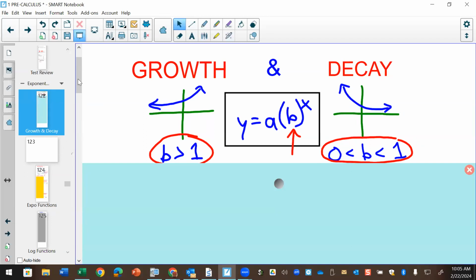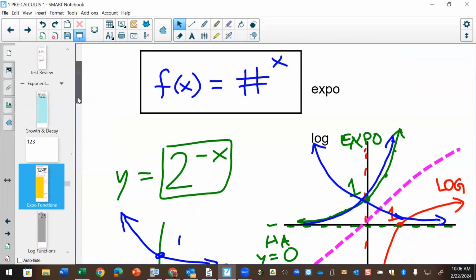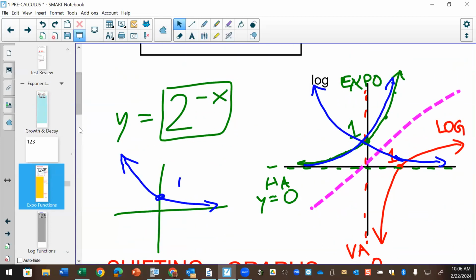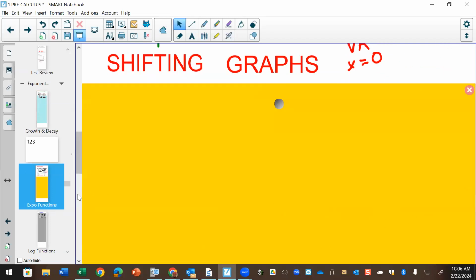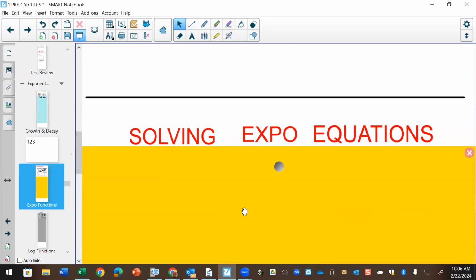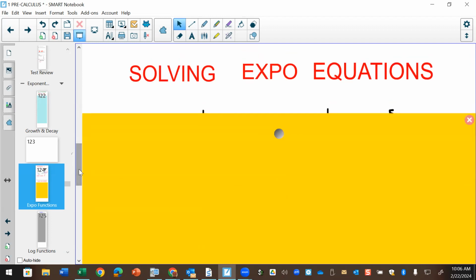With exponential equations, and then log equations. That'll be it for our work today. I love this unit. I do. So let's go, exponential equations here.